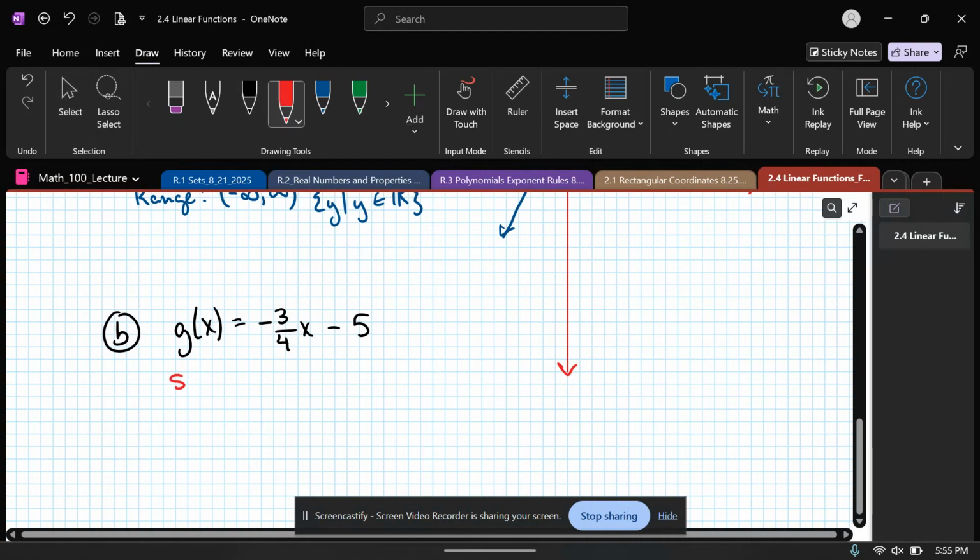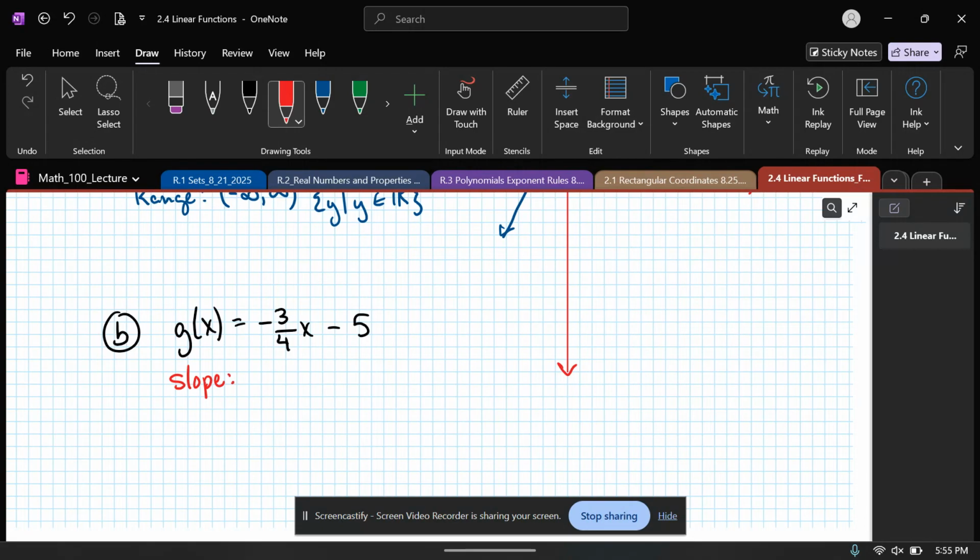So my slope is what? Negative 3/4. So that's going to be down 3, right 4. My y-intercept, negative 5.